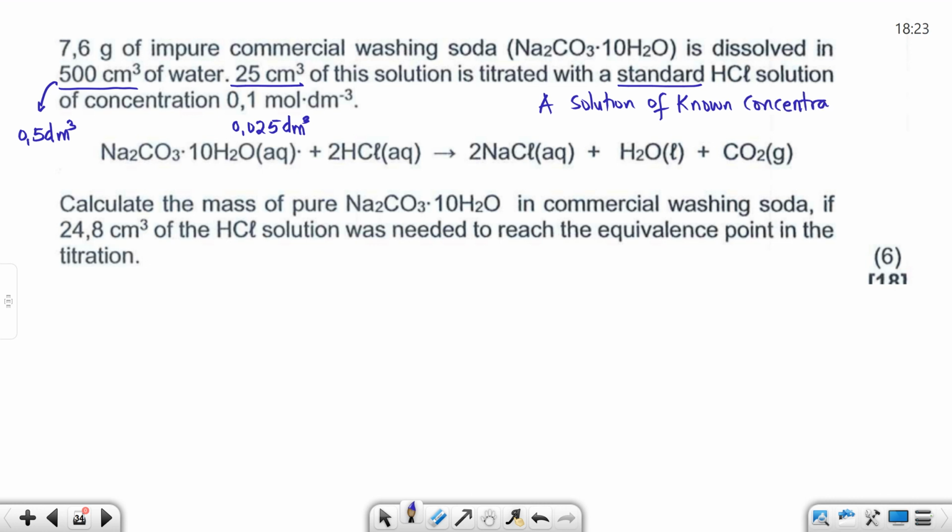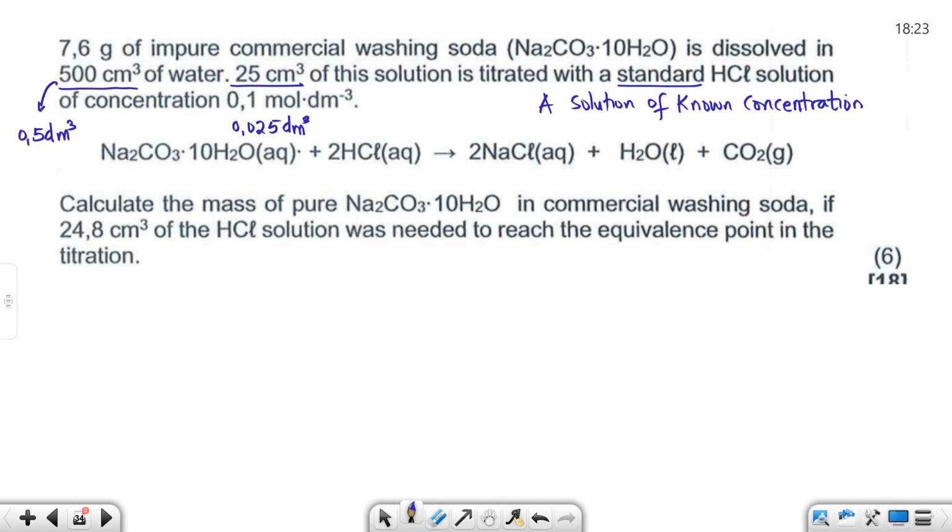A solution of known, you will be tested on that. A solution of known what? Concentration. So once you know the concentration, it is called a standard solution.